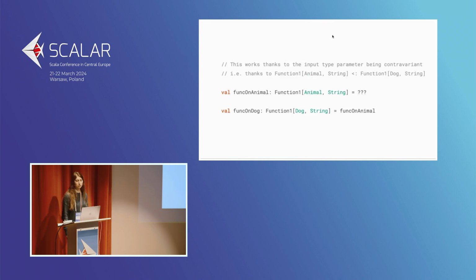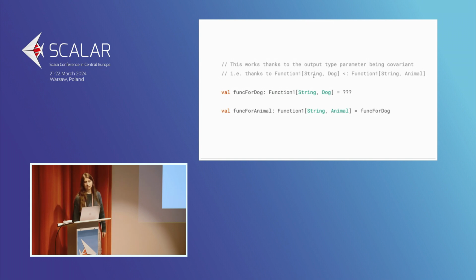And what this allows you to do is something like this. You can define a function that works on a wider range of inputs. In this case, it works on any animal and returns you a string. And you can assign that function to a val that works on a smaller set of inputs. You can assign that to a function that says I'm a function that only works on dog, and returns a string. And the reason you can do something like that is thanks to contravariance, thanks to the subtyping relation you have right there.